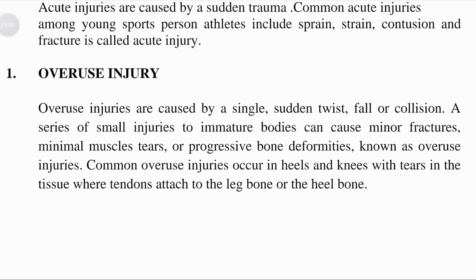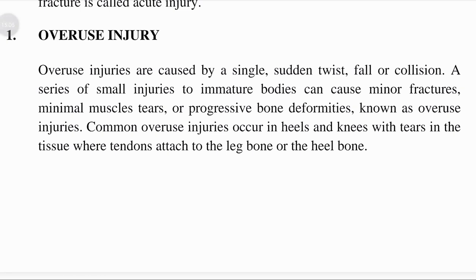Minor fractures are tiny cracks in bone caused by repetitive stress or force. Minimal muscle tears are injuries in which muscle fibers tear. A progressive bone deformity is a bone that is not the normal shape or size. It may be positioned incorrectly, which causes poor alignment. These are known as overuse injuries.